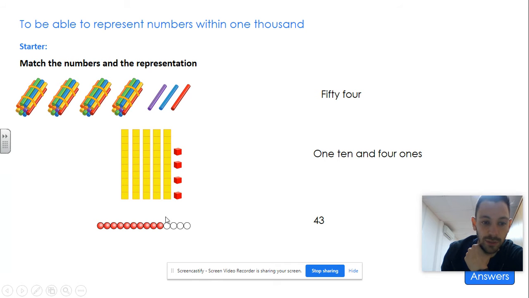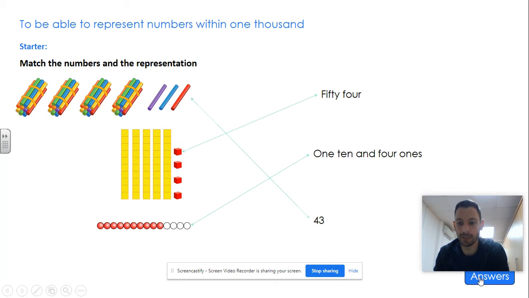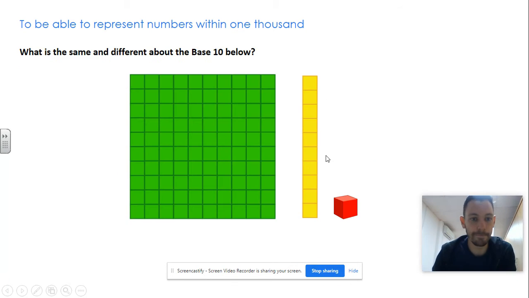And the third example is we've got 10 red circles, beads, and 4 white beads. So we've got 1 ten and 4 ones. And just click my answers to see that.